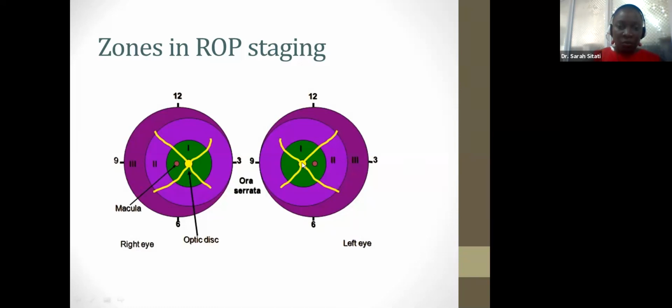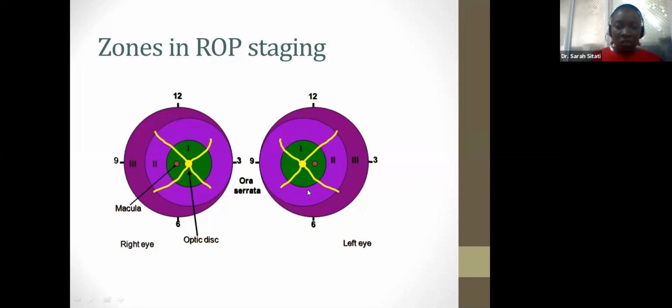The center is the optic nerve here. So basically we have three zones, zone 1, zone 2, and zone 3, starting from the inner going outwards up to the periphery. Zone 1 is the region that is closest to the optic nerve.